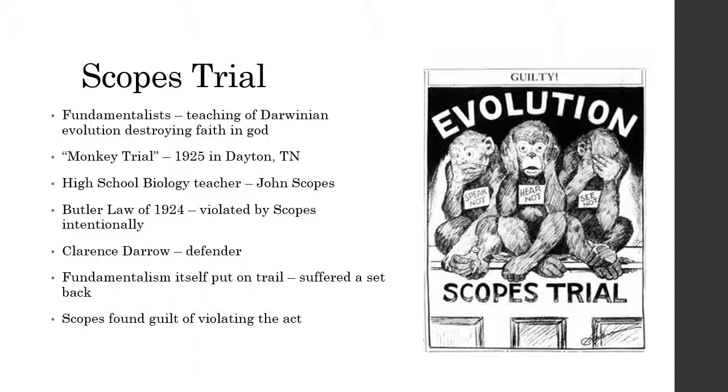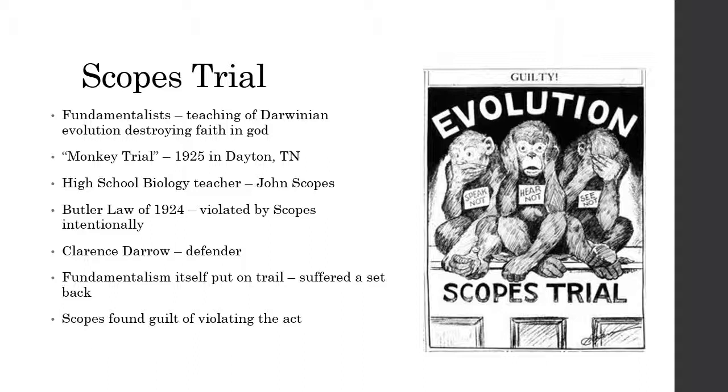The Scopes trial, the John Scopes trial, sometimes you'll hear it called the monkey trial, takes place in 1925 in Dayton, Tennessee, and it was a specific reaction to the Butler Law of 1924. John Scopes, who was a biology teacher in Tennessee at the time, willfully violates this law, which basically said that as a teacher, you are not allowed to teach evolution. You are only allowed to teach divine creation.